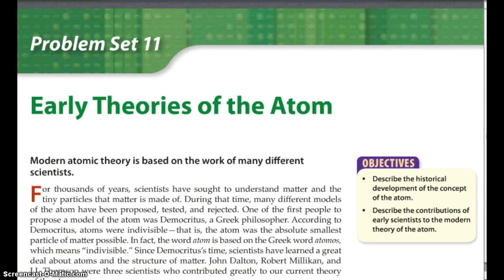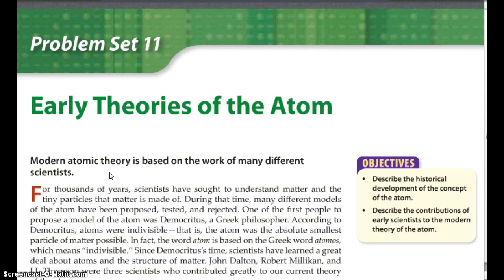All right, let's go over problem set 11, early theories of the atom. Objectives: describe the historical development of the concept of the atom. Describe the contributions of early scientists to the modern theory of the atom. I will tell you the only scientist they're going to ask you about in the quiz for this section is Dalton. So make sure you know what Dalton thought.